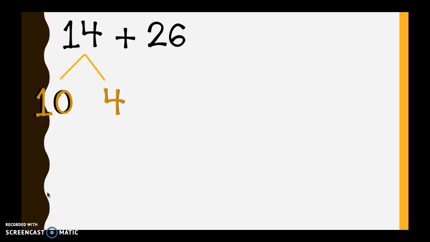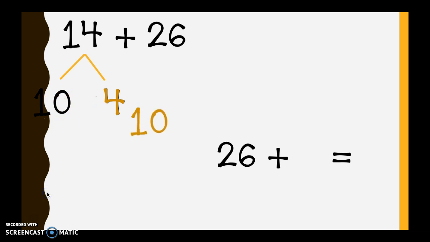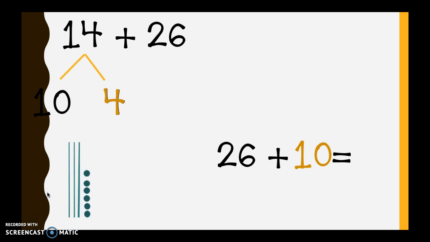Okay, here we go, friends. We have 26 plus, how could I finish that number sentence? Yeah, you're right. I'm going to take the part of 14, the 10, so 26 plus 10. I mean, I have no idea what that is, so I'm going to draw a quick picture. Here's 26. Oops, I'm going to add 10 more. Hang on, my picture, I messed up something. Do you see what I did wrong? My picture doesn't really match. 26 plus 10. There we go.